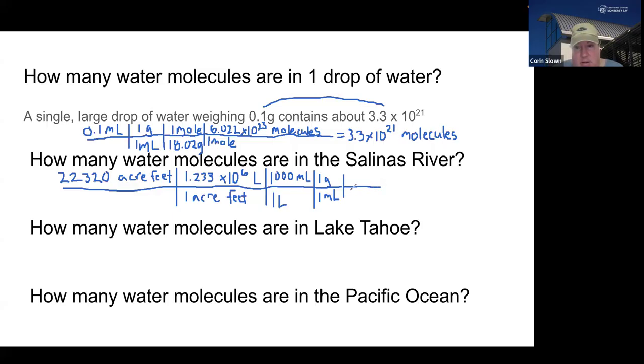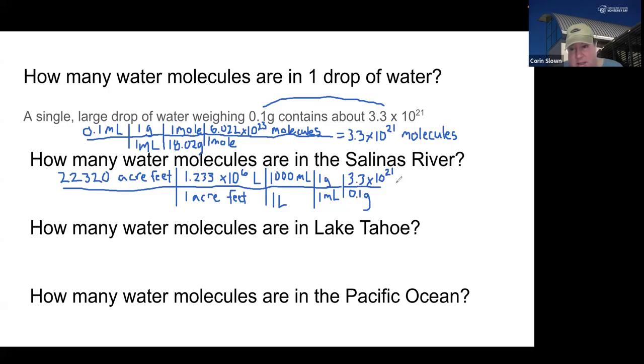And then our value here, 0.1 gram, 3.3 times 10 to the 21st. So for a drop of water, that's still a lot of molecules.